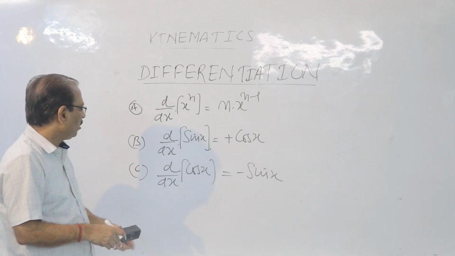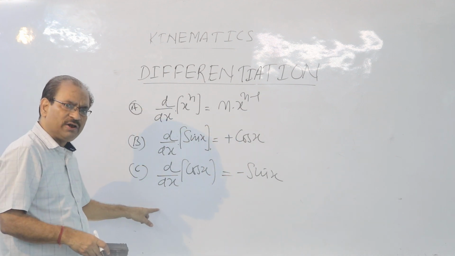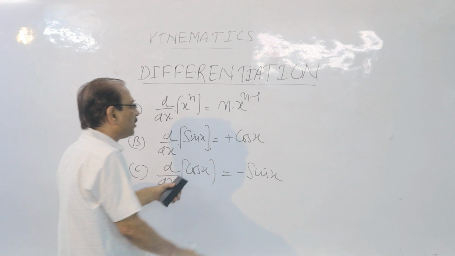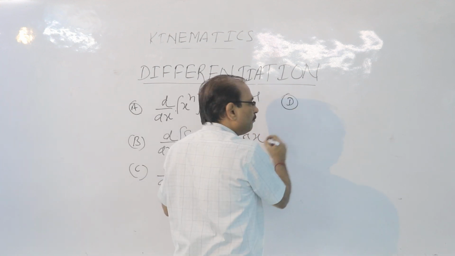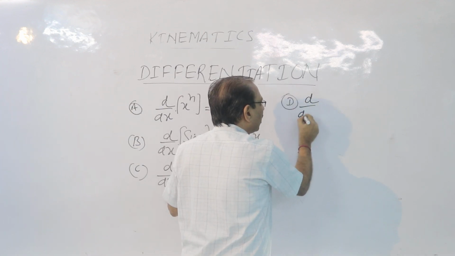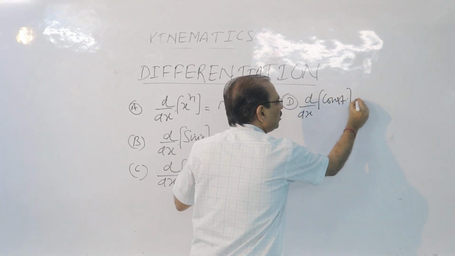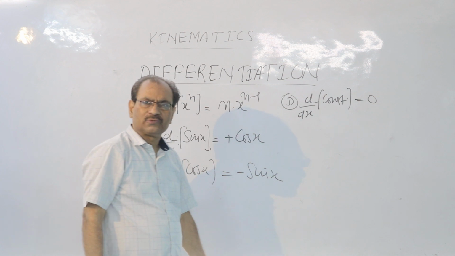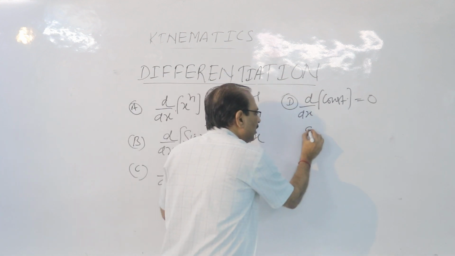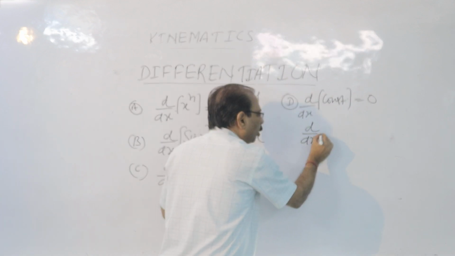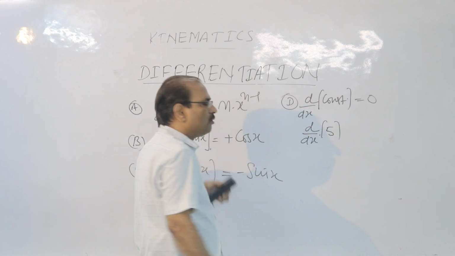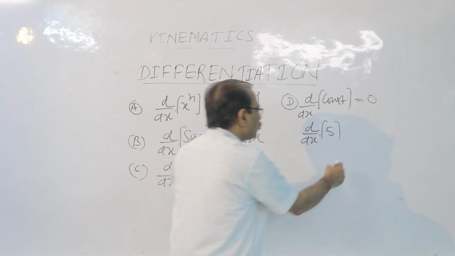Okay? Children, in addition to these 3 things, the 4th thing I wish to tell you, number D, remember d upon dx of a constant quantity is always equal to 0. For example, find out d upon dx of just 5. What should be the answer? It has to be 0.